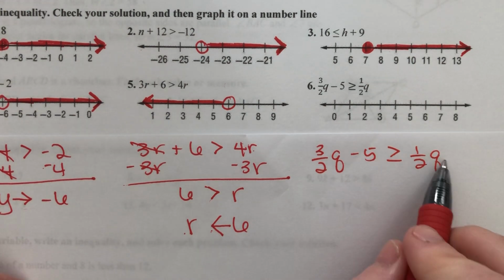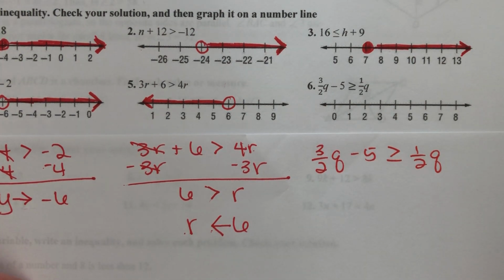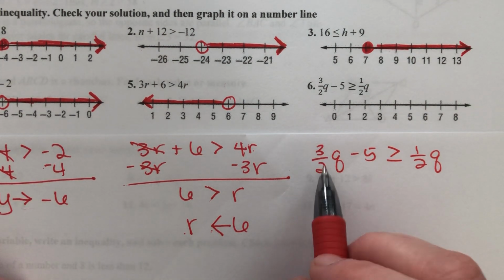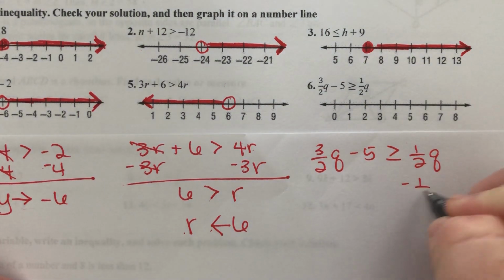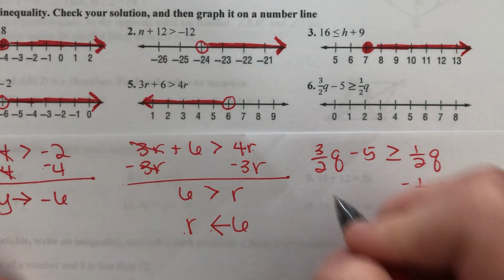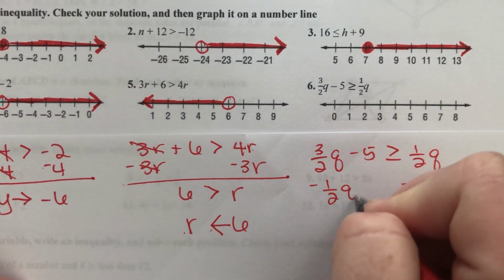All right, so I've got q's here. I have to get rid of the smallest q. What's smaller, 3/2 or 1/2, right? Obviously 1/2, so I'm going to subtract 1/2, the whole thing, subtract 1/2.